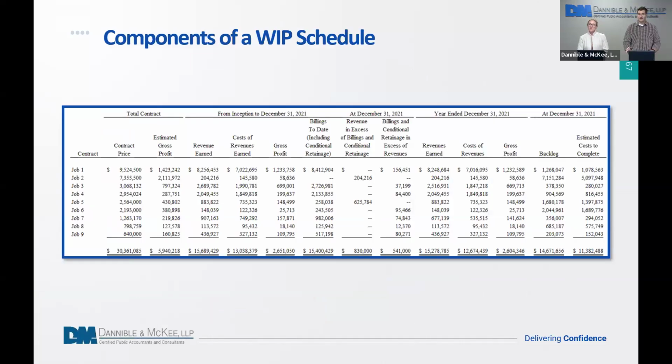Again, just at a high level, here are the different components of the WIP schedule. This will be provided in the presentation that's sent to everyone at the end of the webinar. And there's your backlog. Look at the total contract price, less the revenue that's been earned from inception to date on the jobs. That's the remaining work that the company still has to complete and is liable for with their customers.